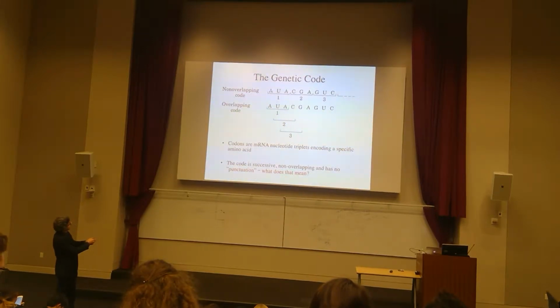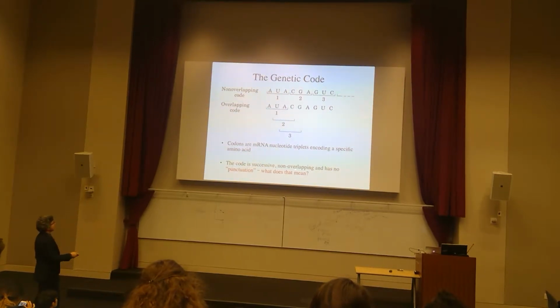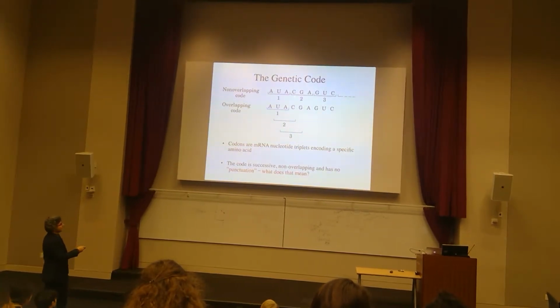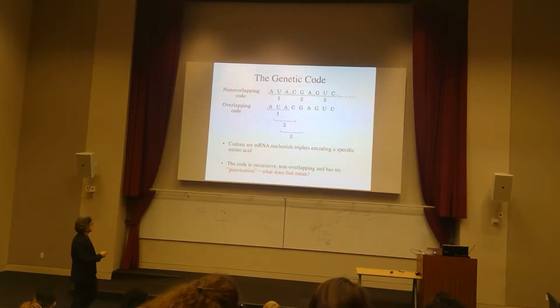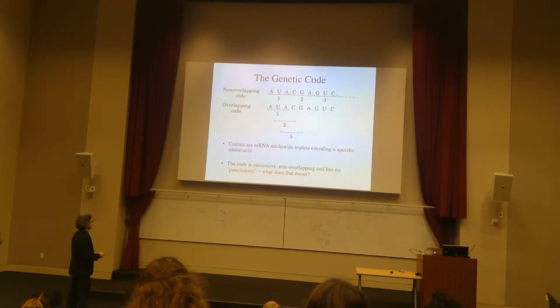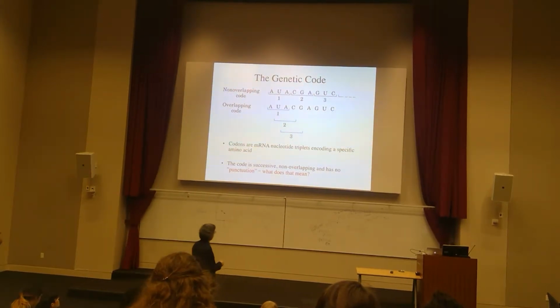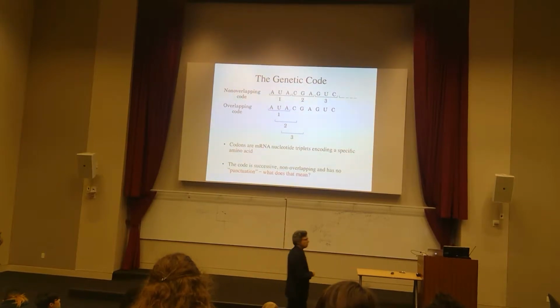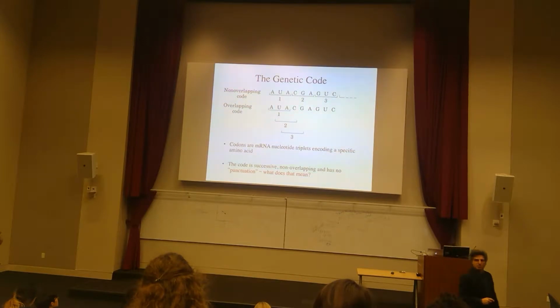We read first 3 letters, then the next 3 letters, and then the next 3 letters, and we move down the mRNA molecule that way. So it's a non-overlapping code. It's successive. We don't skip. We read every letter. Once we start at the start codon, we read every letter in this non-overlapping way. The other thing that we typically say about mRNA messages is that there's no punctuation. What do you think that means, that there's no punctuation?